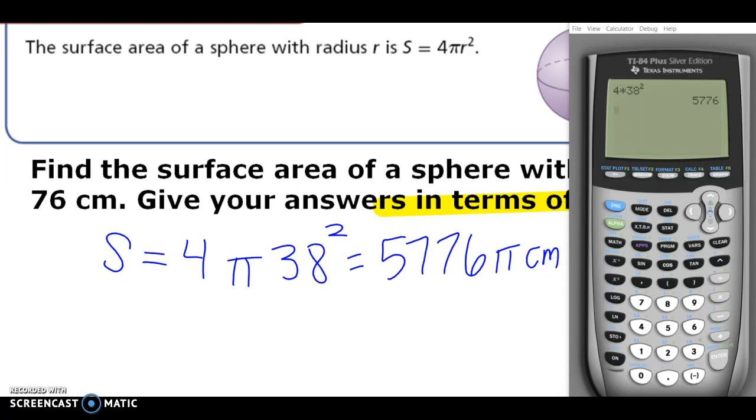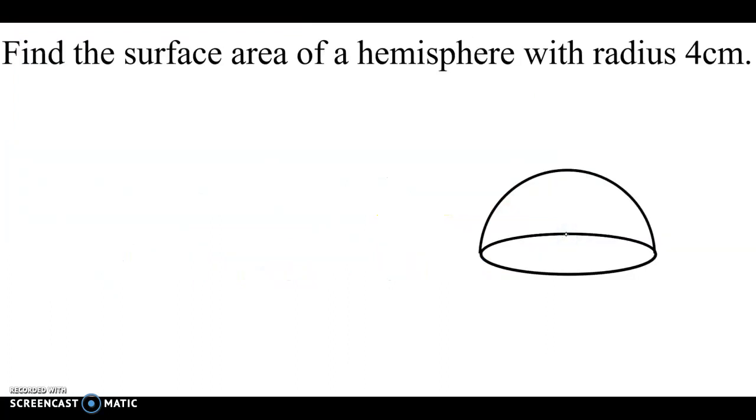Centimeters, centimeters squared, centimeters cubed? Surface area is squared. Area is always two-dimensional. Alright, this one isn't on your notes, but you've got a bunch of space over to the side so you can draw. So we're finding the surface area of a hemisphere with radius 4.